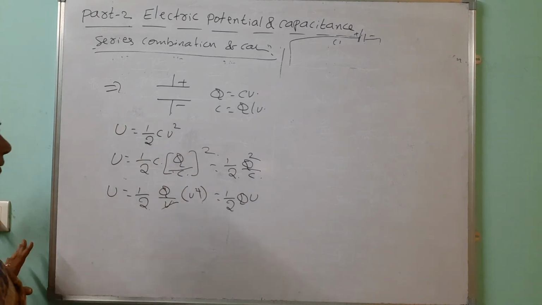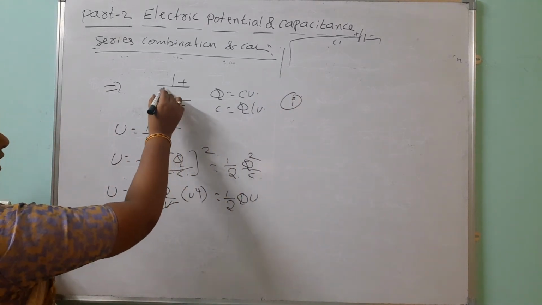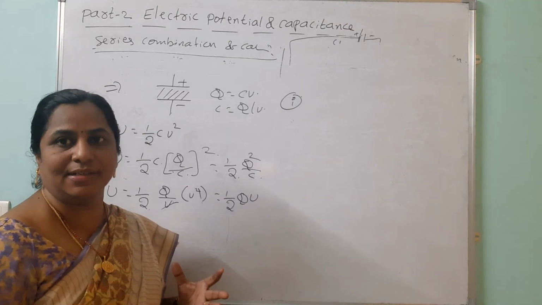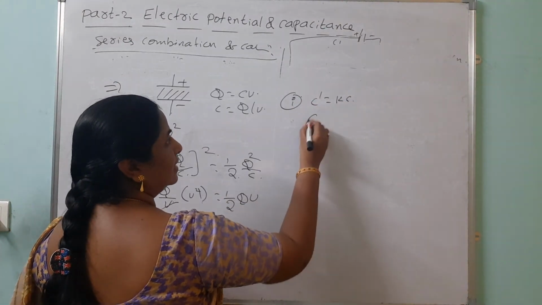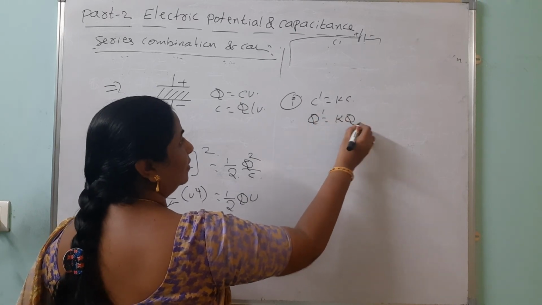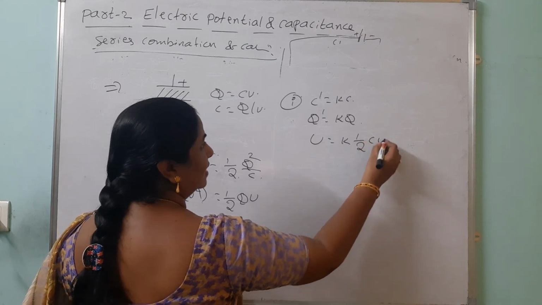Anything we can use. But in this case, one different thing is coming. Suppose we are filling the dielectric and continue the battery connection. Then capacitance is increased to K times. Charge is increased to K times, Q dash equals K into Q. And energy also increases to K times, half CV square.